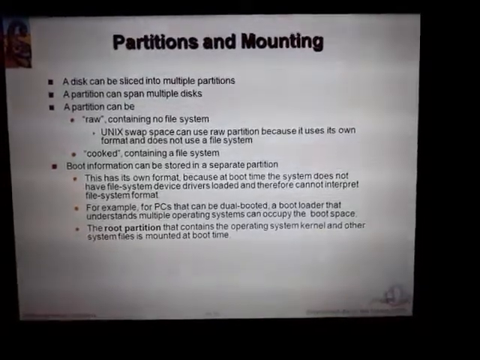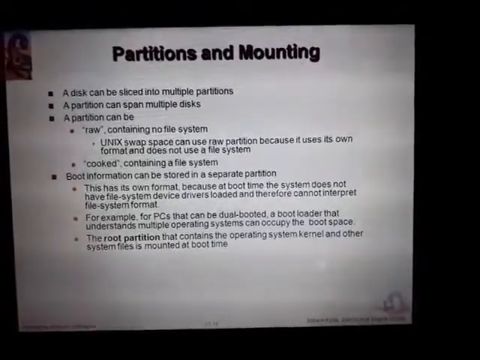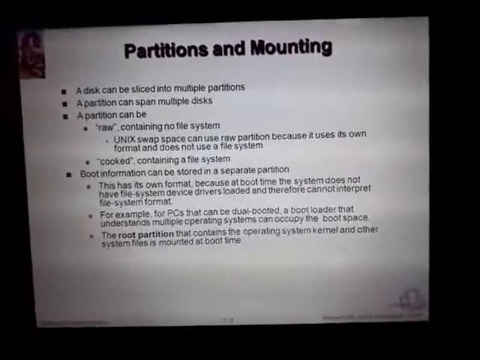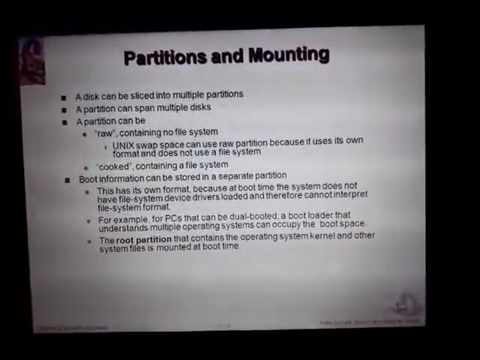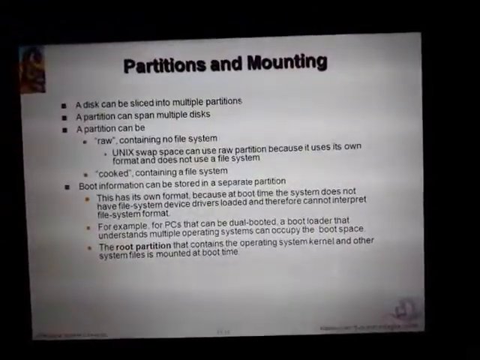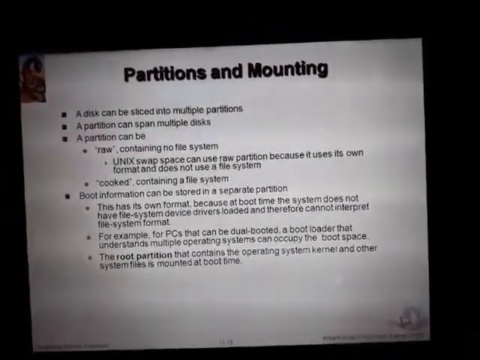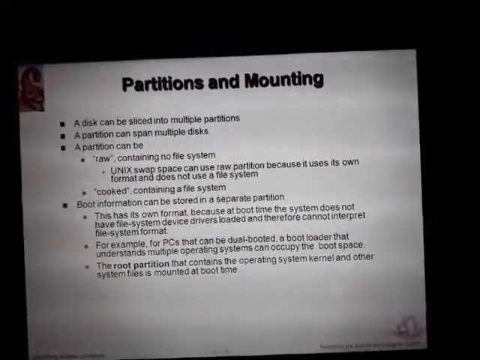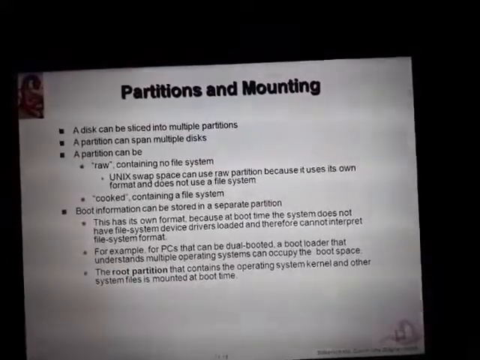Partitions and mounting. A disk can be sliced into multiple partitions. A partition can span multiple disks. A partition can be of two different types, raw and cooked. Raw containing no file system, cooked containing a file system.